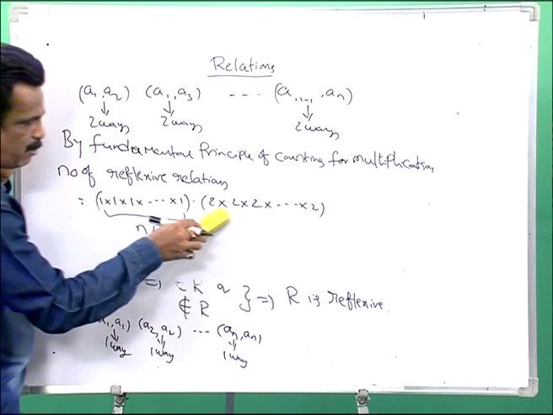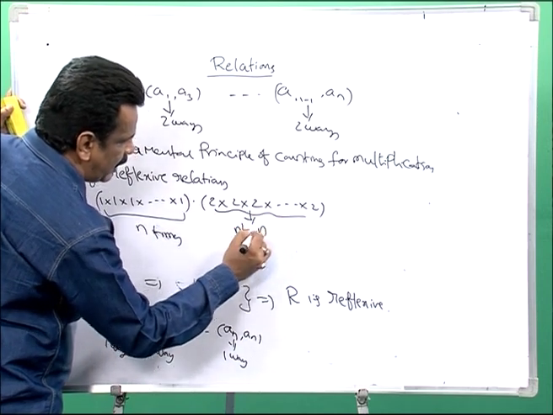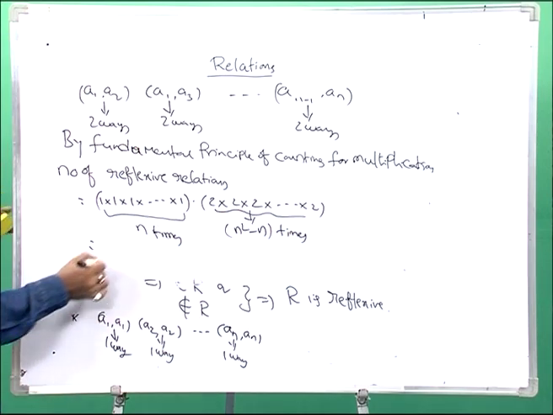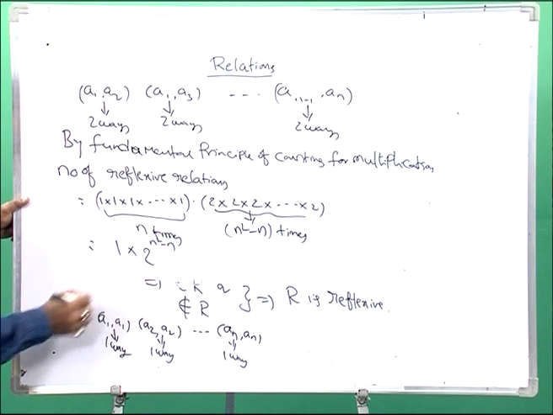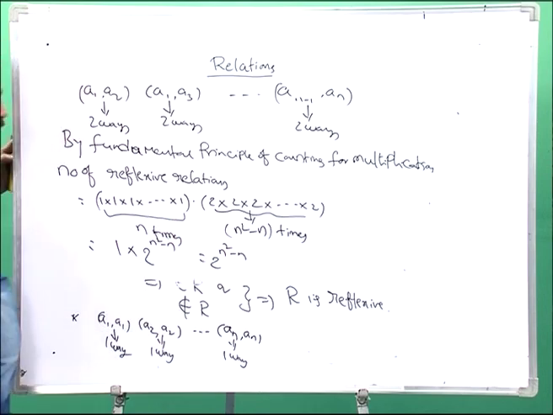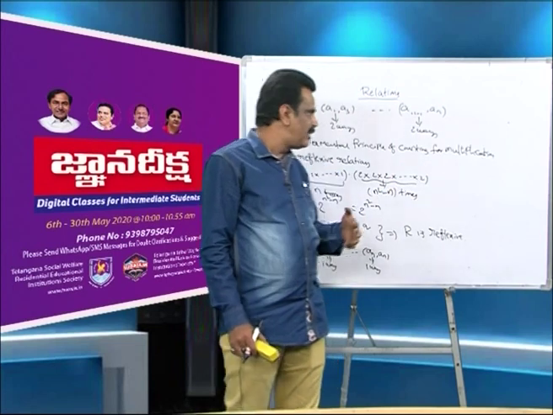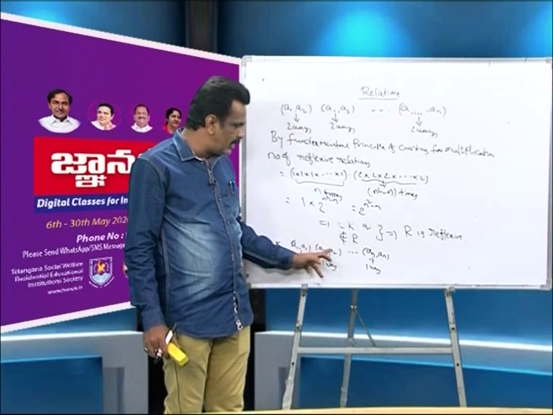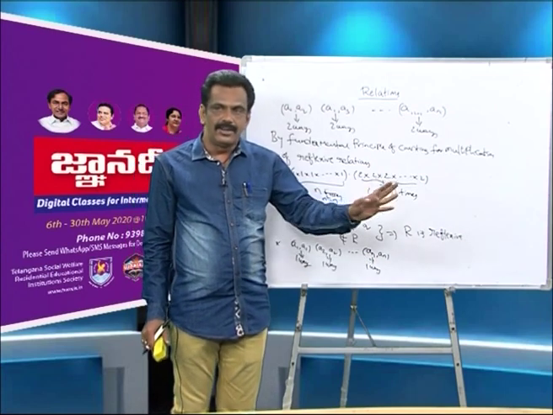And the second one is meant for n square minus n times we can write. So multiplying this product, first one is 1 only, second one is 2 power n square minus n we can write. So it is in total 2 power n square minus n we can write. So there are 2 power n square minus n ways to see that the elements a1 comma a1, a2 comma a2 and an comma an are chosen in the given relation.